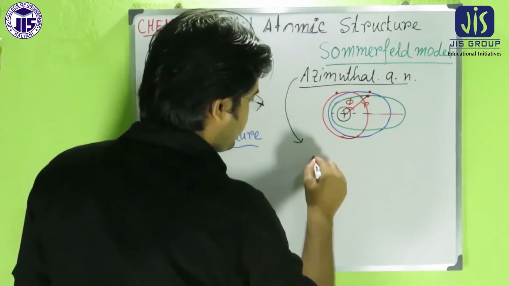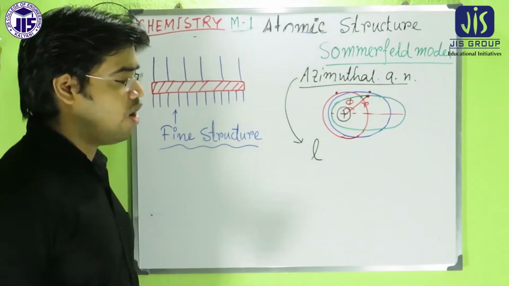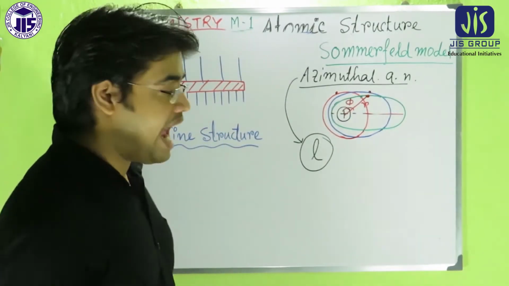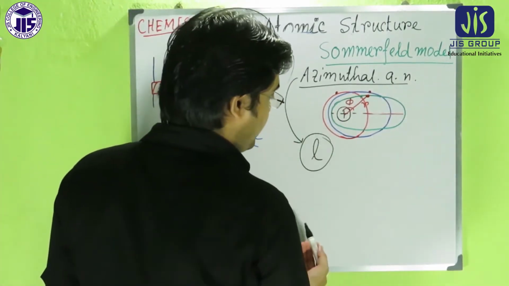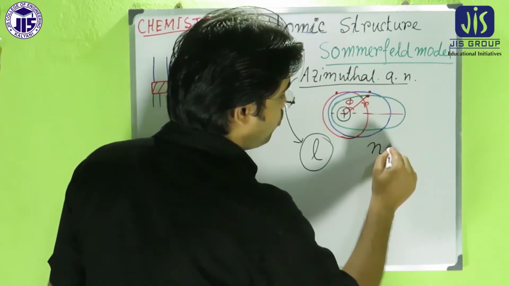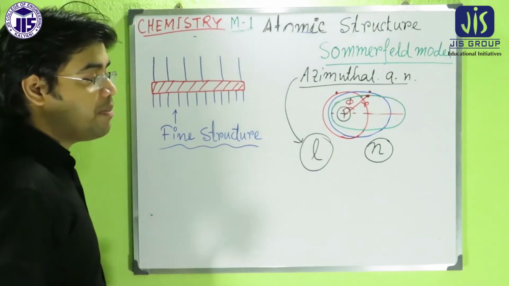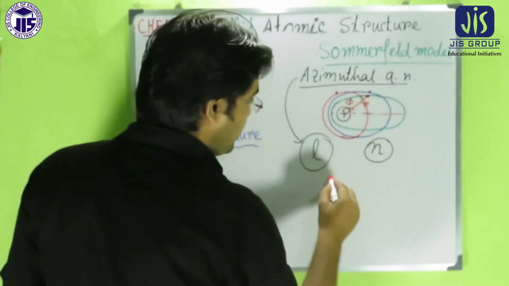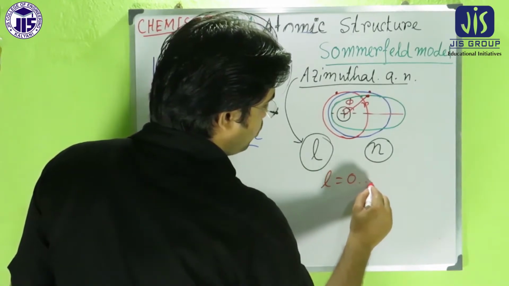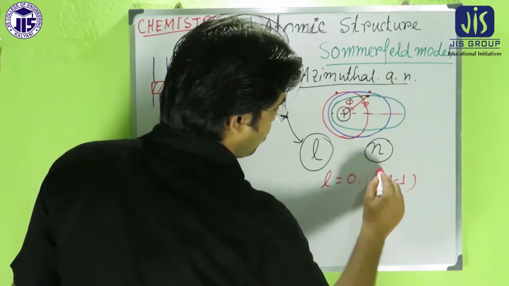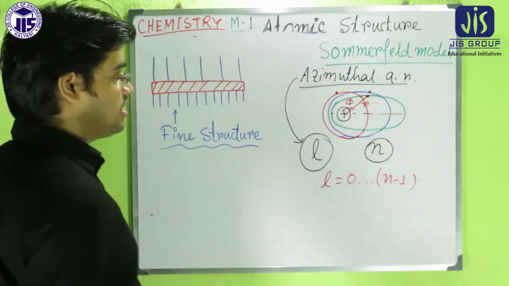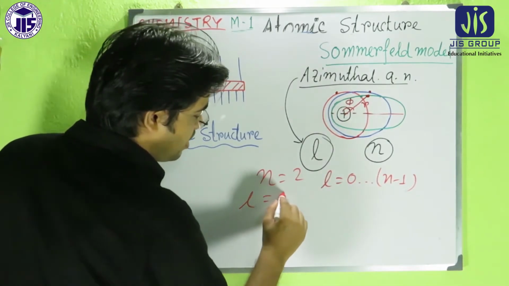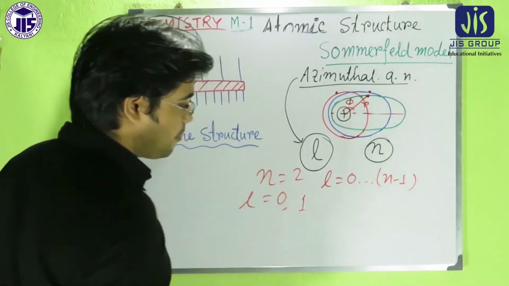According to Sommerfeld, the azimuthal quantum number is denoted by L. For a particular value of n, the principal quantum number, L will be 0 to n minus 1. That means, for example, if n equals 2, L will be 0 and 1.